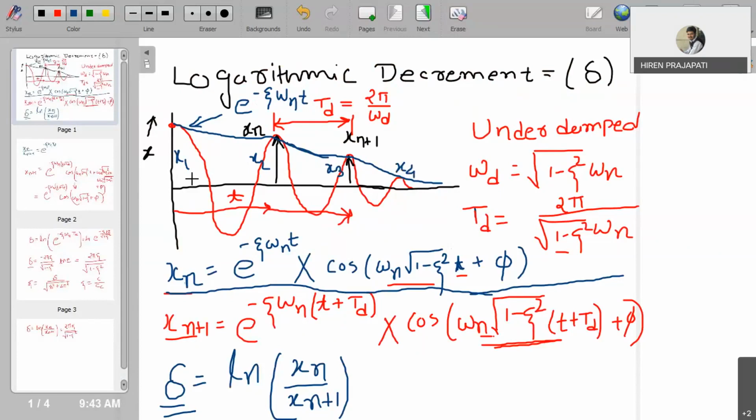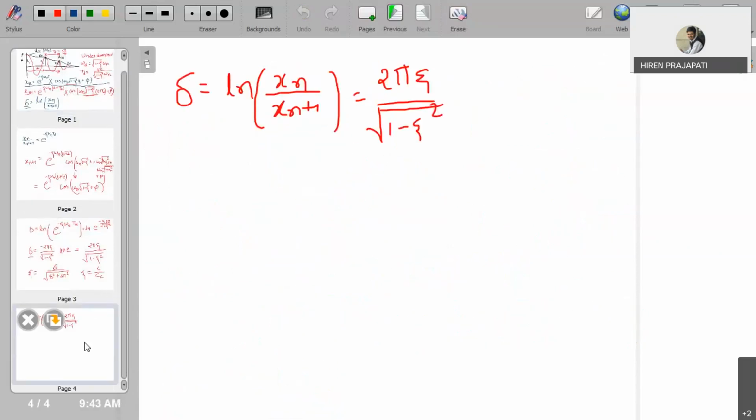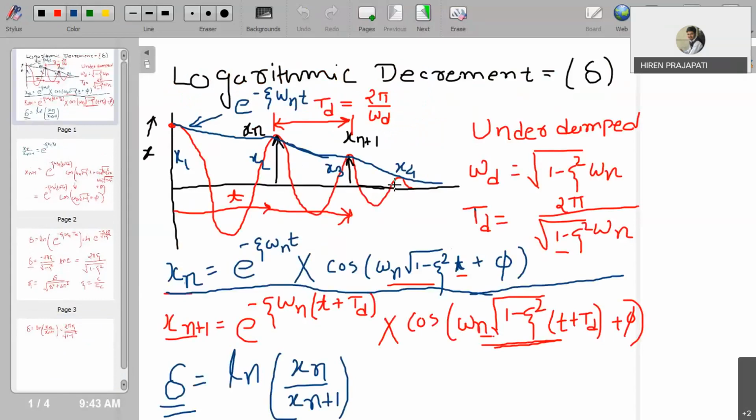Now suppose I want to take the ratio of x1 by x4. This is what we will do in our practical to reduce errors in the experiment. If I want to do that, you need to consider that this ratio is for one cycle only. Now if you are considering 3 cycles, and you take the ratio of x1 by x4, then you are considering cycle 1, cycle 2, and cycle 3.